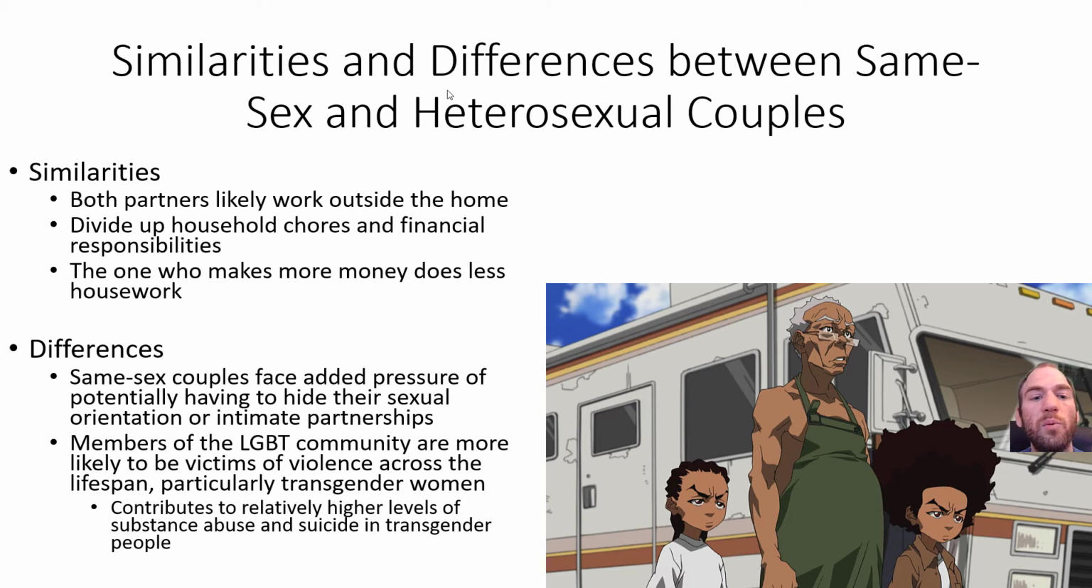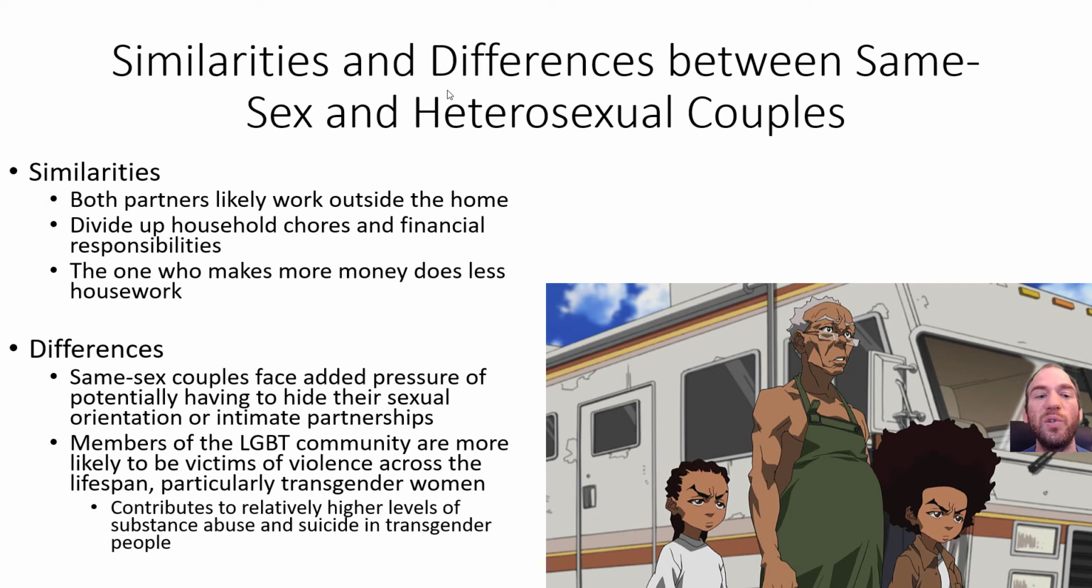Both partners likely work outside the home. They divide up household chores and financial responsibilities. The person in the relationship who makes more money does less housework. Differences include same-sex couples face added pressure of potentially having to hide their sexual orientation or intimate partnerships. And members of the LGBT community are more likely to be victims of violence across the lifespan, particularly transgender women. Contributes to relatively higher levels of substance abuse and suicide in transgender people.